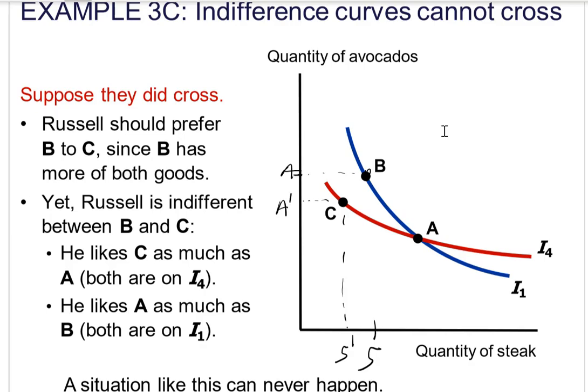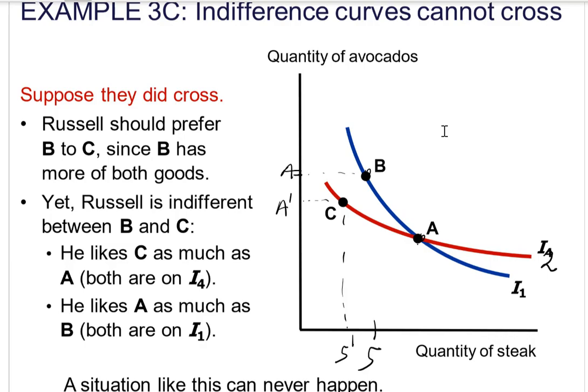However, it turns out when you look at point A, you would realize that it lies on I1, sorry, in this case I4 for some reason. This should really be I2. Yeah, so it lies on I2 and also on I1. So this point is on both lines. That means he would be indifferent between C and A. He would also be indifferent between B and A.